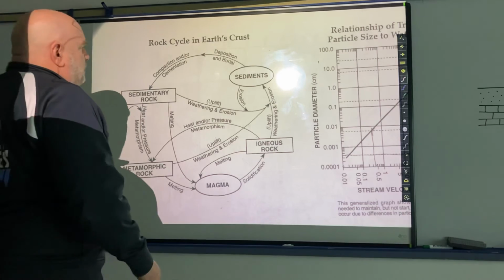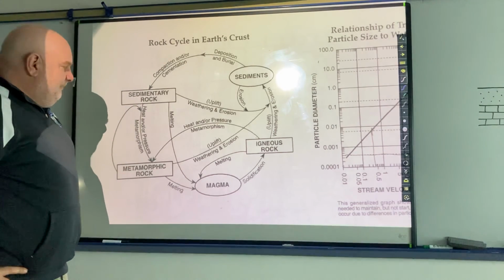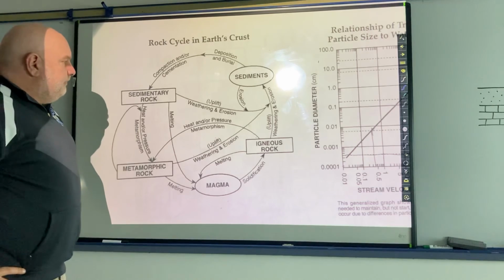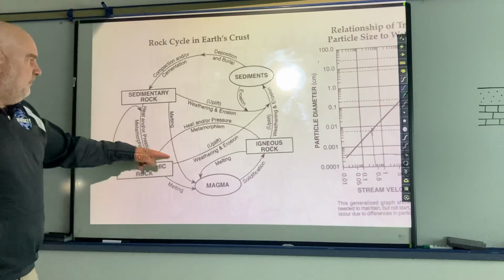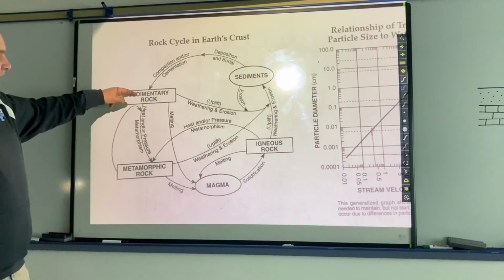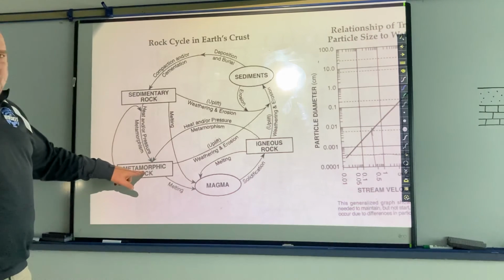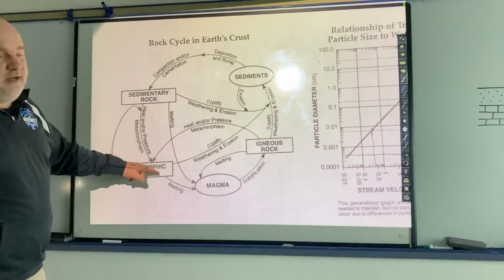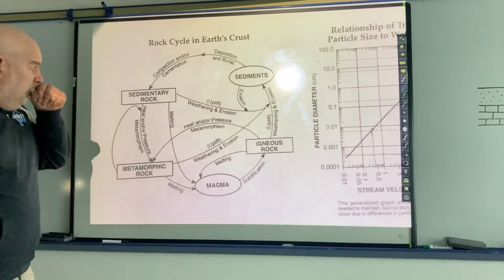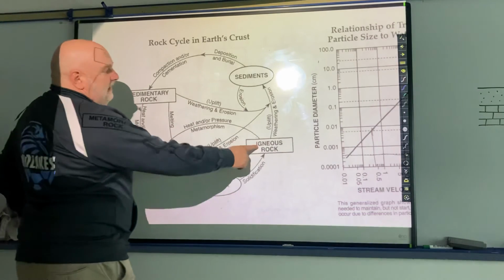Now what this chart shows you is how you can get any one type of rock from any other type of rock. All right. So like if I had an igneous rock exposed to heat and pressure, I can get a metamorphic rock. If I had a sedimentary rock exposed to heat and pressure, I can get a metamorphic rock. If I have one type of metamorphic rock exposed to more heat and pressure, it could turn into another metamorphic rock.